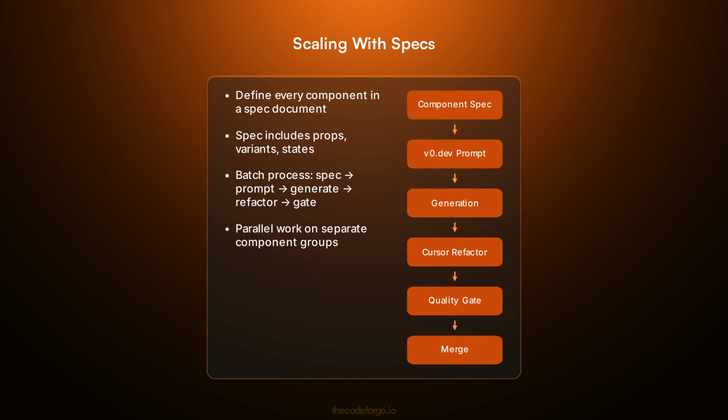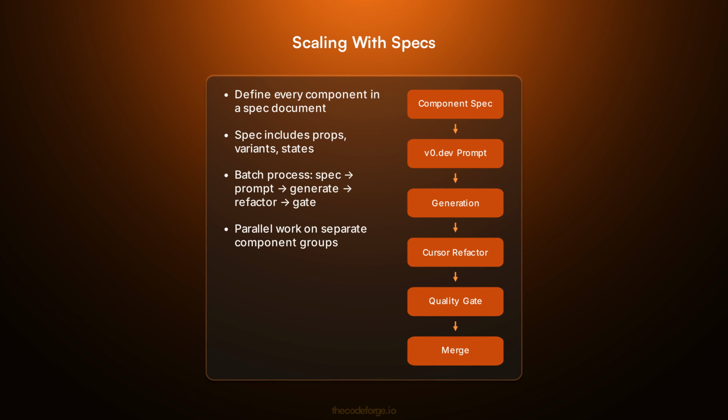To scale to 50+ components, you need a specification system. Define every component in a structured spec before generation. This ensures consistency and allows parallel work on separate component groups.